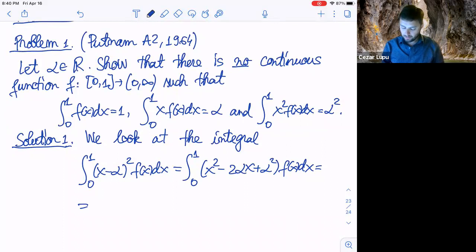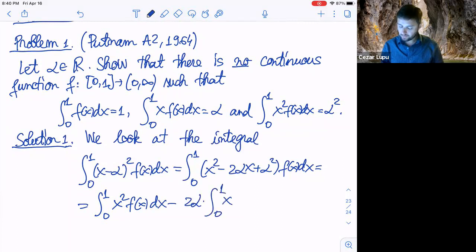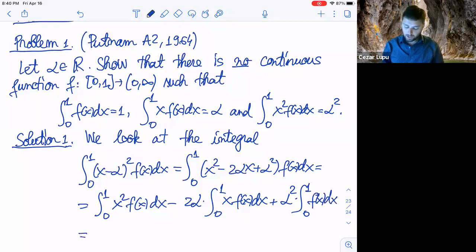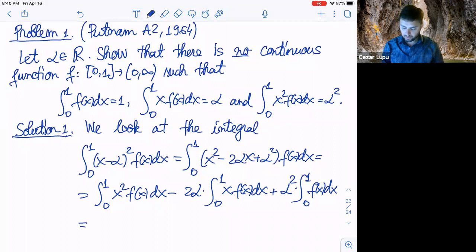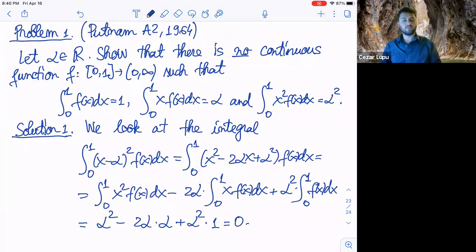Let's do the computation. This will be the integral of x squared times f dx, minus 2 alpha times the integral of x f(x) dx, plus alpha squared times the integral of f. Great. And we know who these are. The first one is alpha squared, minus 2 alpha times the second one, which is alpha, plus alpha squared times the last one, which is 1. And guess what? This will give us 0. Wow, that is beautiful.